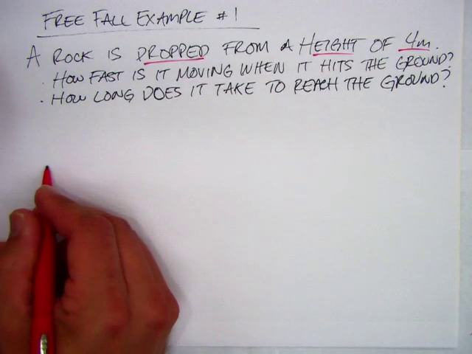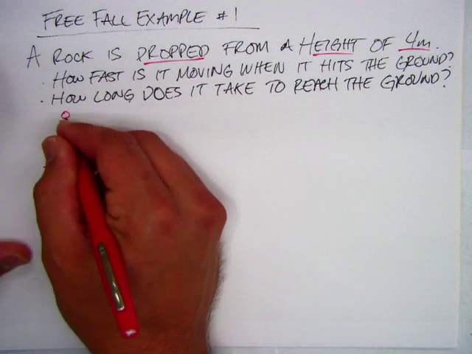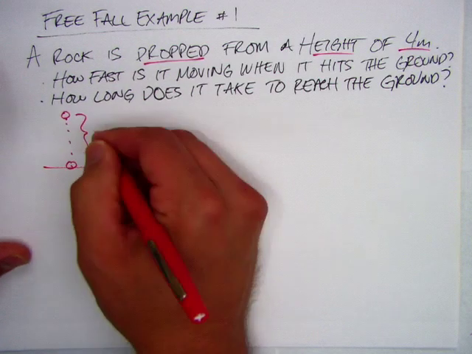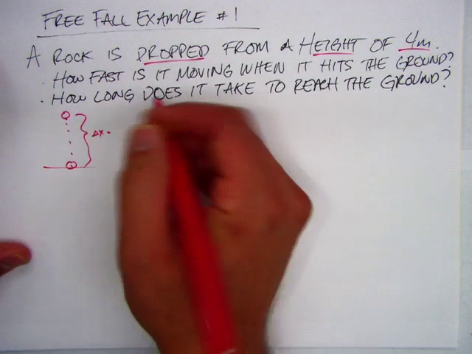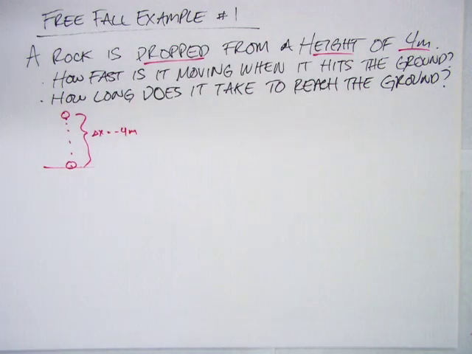So let's draw a picture. Here's my rock. Okay, it's dropped. It's going to speed up. Boom, my height, this distance, my delta x is negative 4 meters. Why did I write negative 4? Because, remember, delta x is change in position.